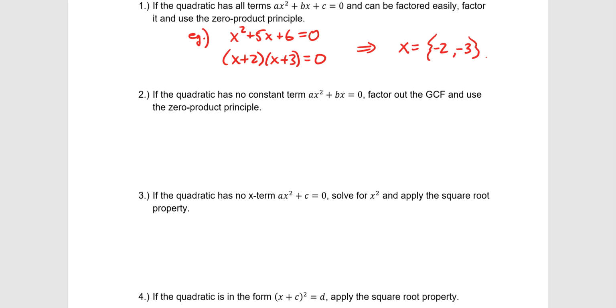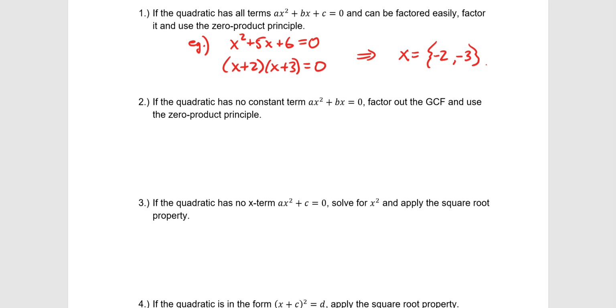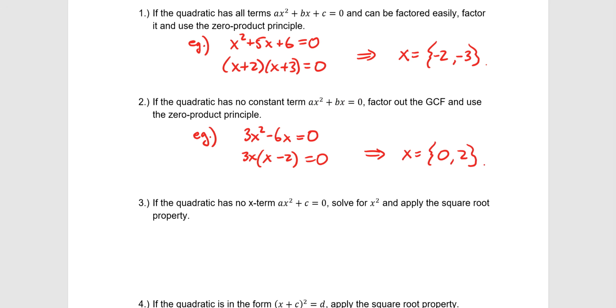For the second option, if we have a quadratic with no constant term, meaning it's in the form ax squared plus bx equals 0, we can try to factor out the GCF and use the zero product principle. So for example, 3x squared minus 6x equals 0. There's no constant term here, so there's a GCF of 3x that we can factor out. We'd be left with x minus 2. Zero product principle, set them both equal to 0 and solve. And we would get x equals 0 and x equals 2.